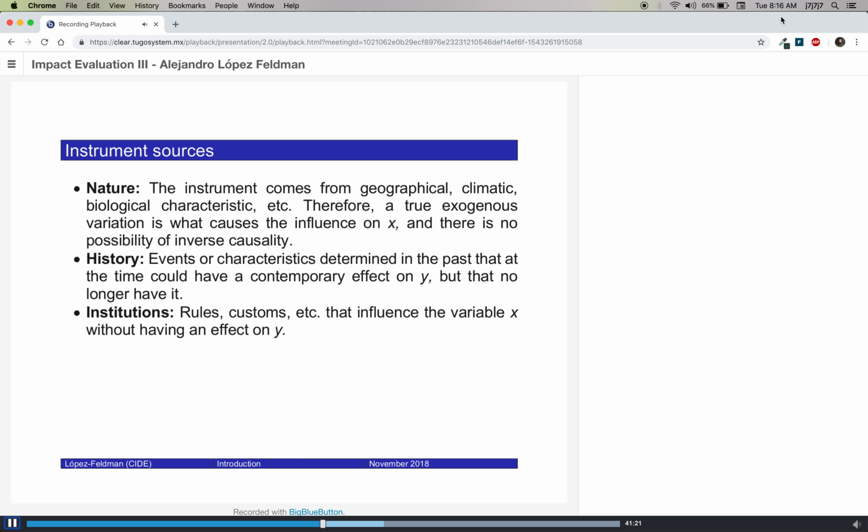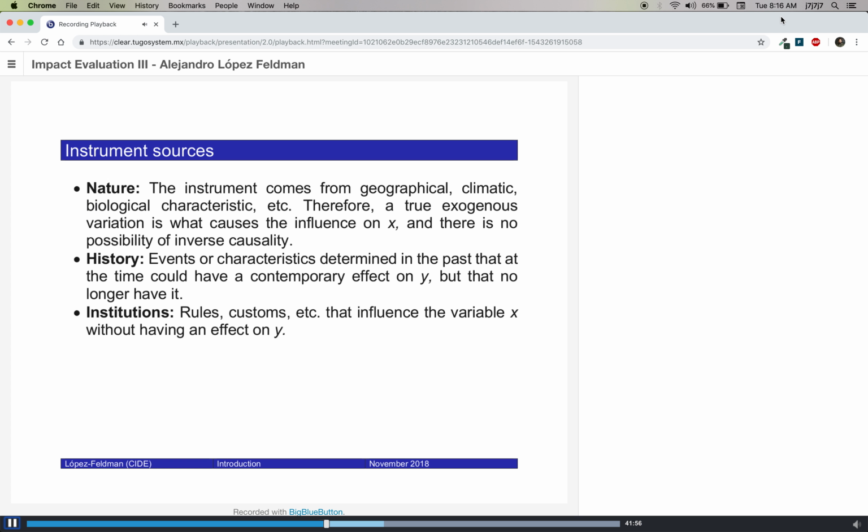And at the end, when I keep talking about instrumental variables, I am going to make sure to talk about institutions, because this is very important in this case. So what do I mean by this? Well, there are rules, customs, and some characteristics that determine who received or who did not receive treatment. And in some contexts, some of these rules can become an instrumental variable. So I am going to explain this in further detail when we see the example.